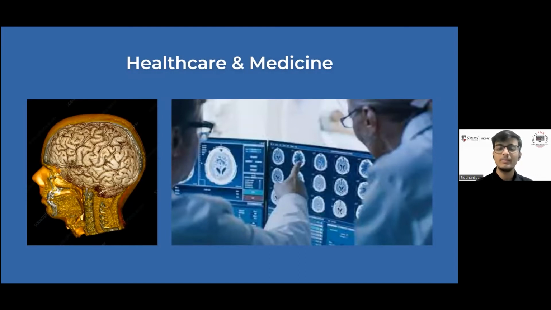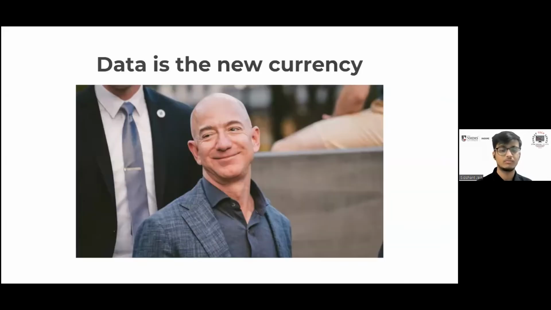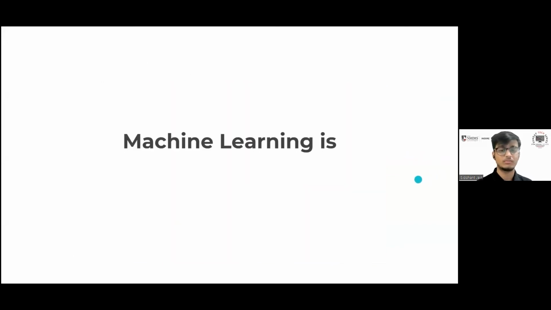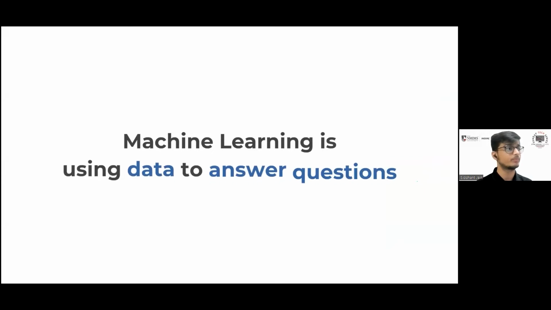The applications and benefits of machine learning are countless, but let us move on and understand how this magic actually works. In today's era, data is not just power, but also the new currency. And those who understand it properly may well become the next Jeff Bezos. For our purposes, we'll define machine learning in just 5 words: using data to answer questions.